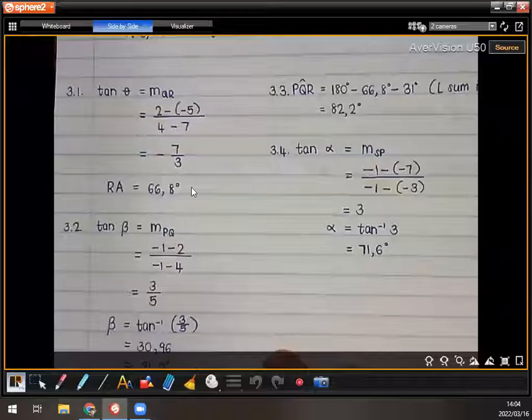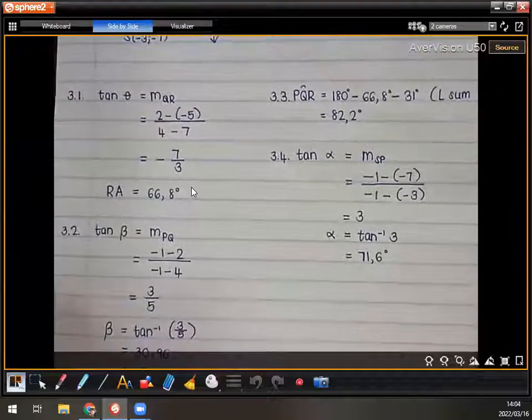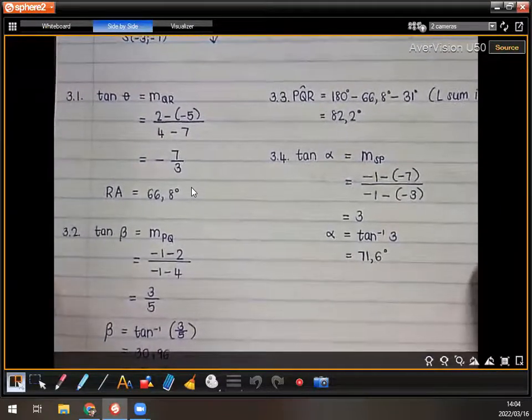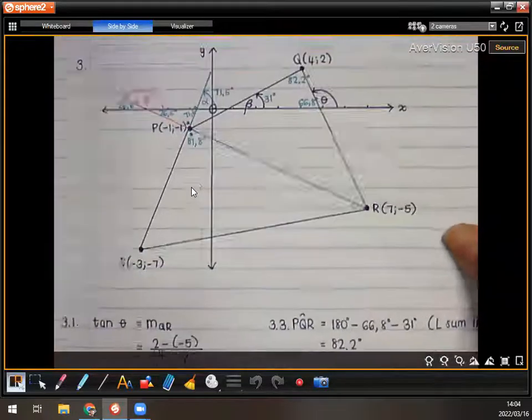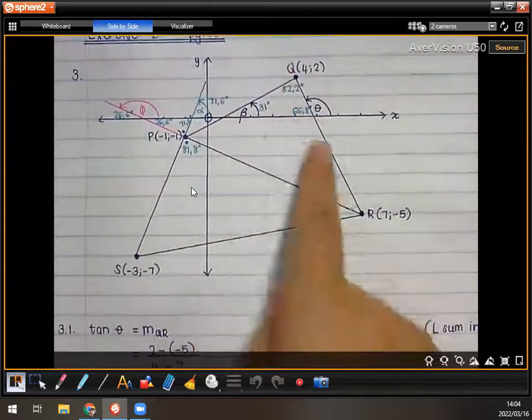I also mentioned what the answer to 3.1 was yesterday. They were just asking for the angle of inclination of QR. Like I said, QR is this line here.